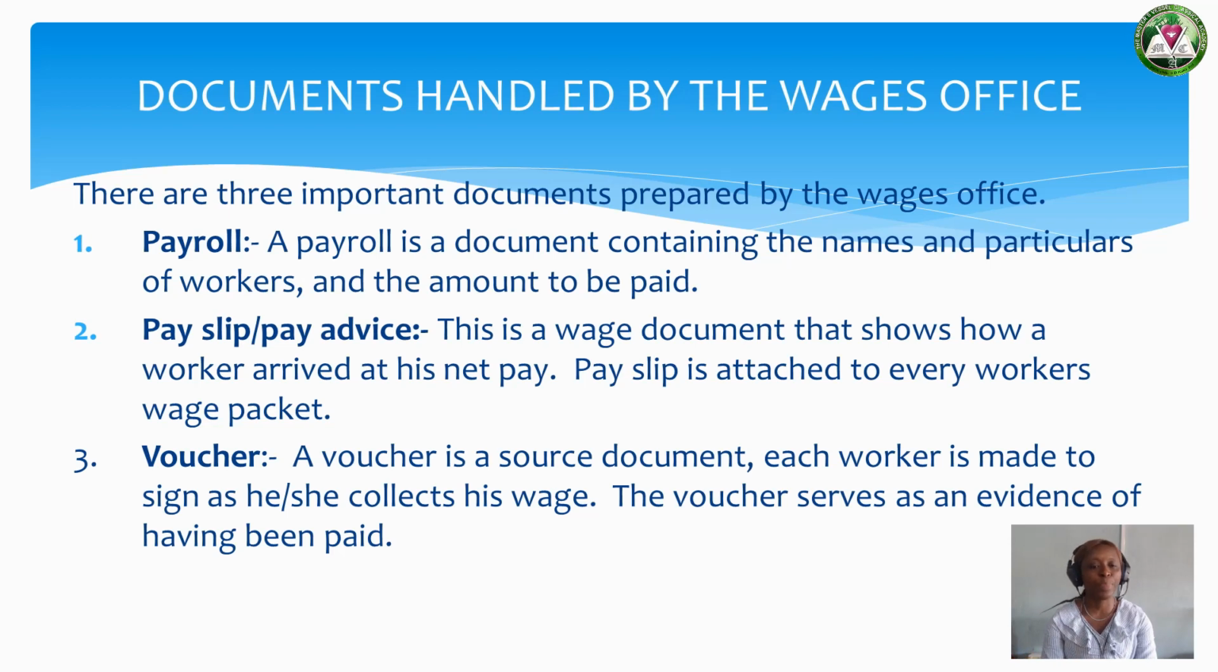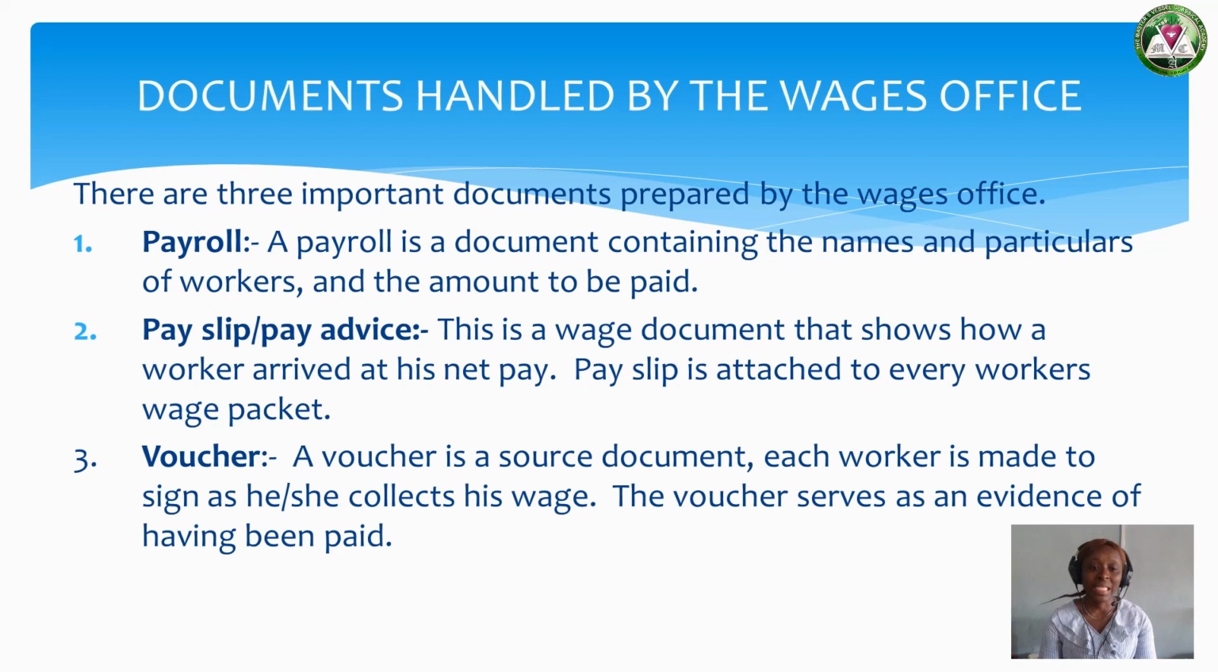Number 1 is payroll. A payroll is a document containing the names and particulars of workers in an organization, as well as the amount to be paid. So, in an organization, your name must appear on the payroll before you are paid. If your name is not on the payroll, it means that you shouldn't be paid. So, a payroll is a document containing the list of names of workers in an organization as well as their salary.